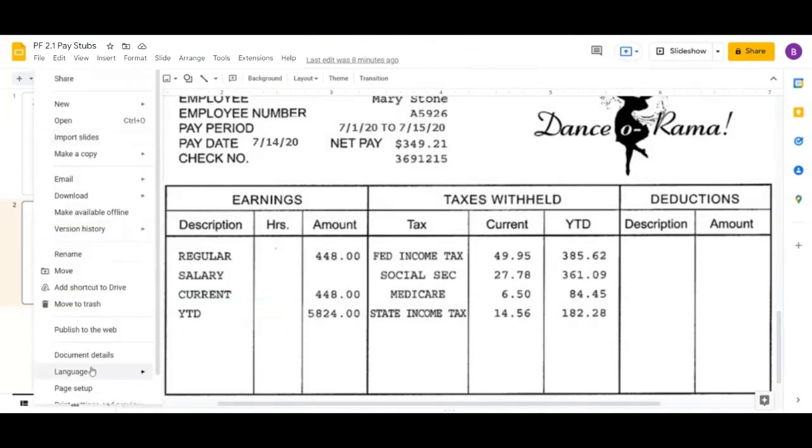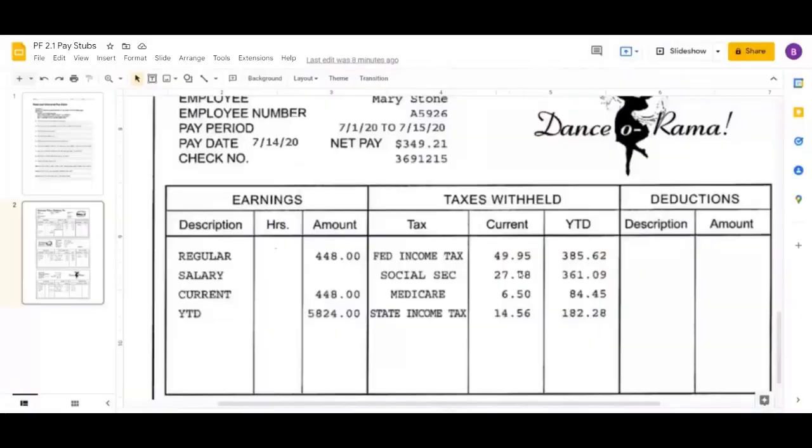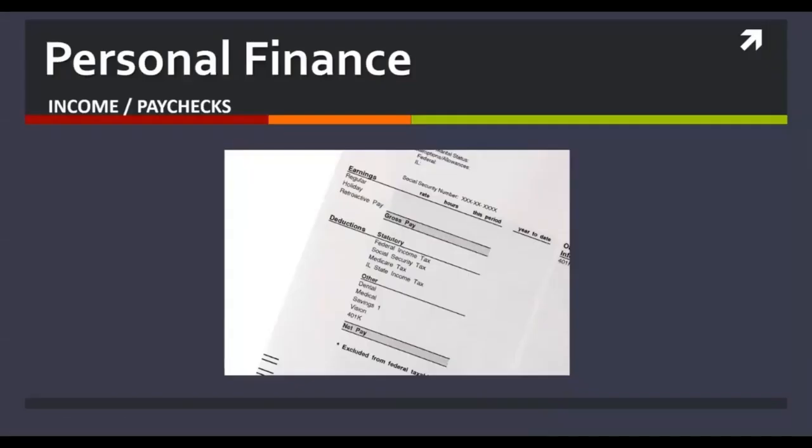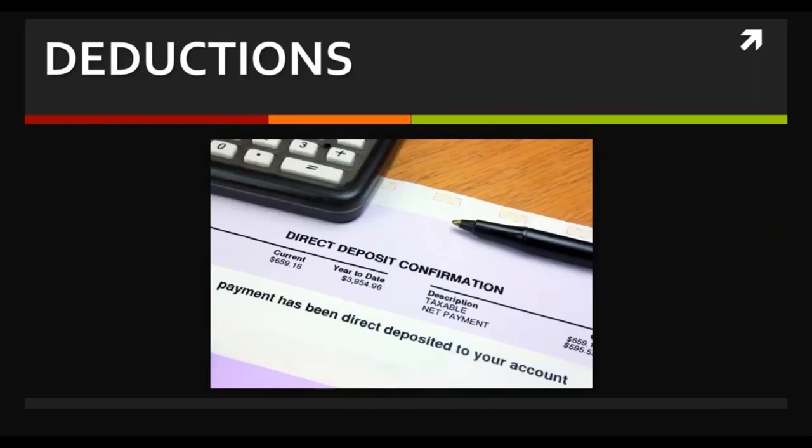Fantastic. All right, let's go ahead and walk through the remainder of that presentation then, the 2-point earnings and income presentation. So now we're going to go into calculating deductions. We kind of previewed this yesterday.